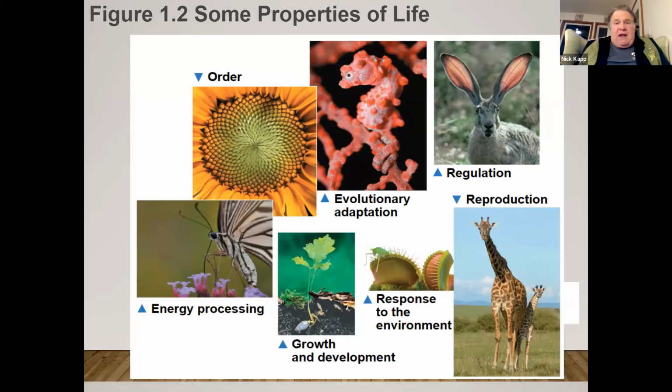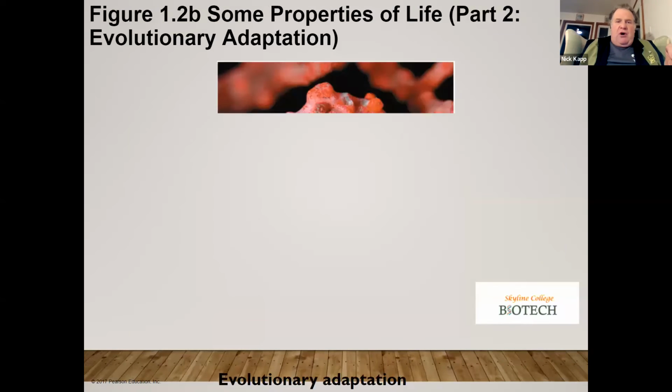The first one that we're looking at is that you do need to be able to give me the characteristics of life. These are the terms that I want you to know. Life is ordered. Life is energy processing. Life is growth and development. Life is response to the environment. Life is evolutionary adaptation. Life is regulation. Life is reproduction. And you need to know the difference between evolutionary adaptation, which is basically populations changing over time, and regulation, which is an individual changing its biochemistry over time.